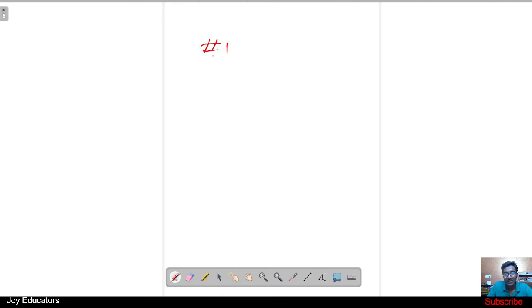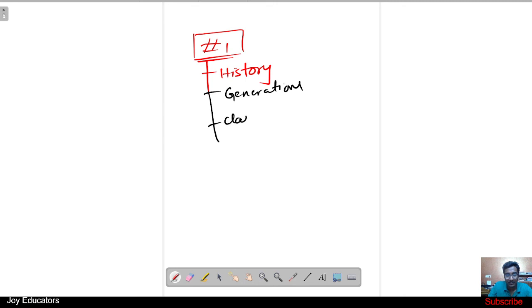So today we learned about computer history. And what else did we learn? Generations of computers. Generations and some classification. Yes, classification. And then applications, right? Yes, so these are the four things: history, generations, classification, applications.